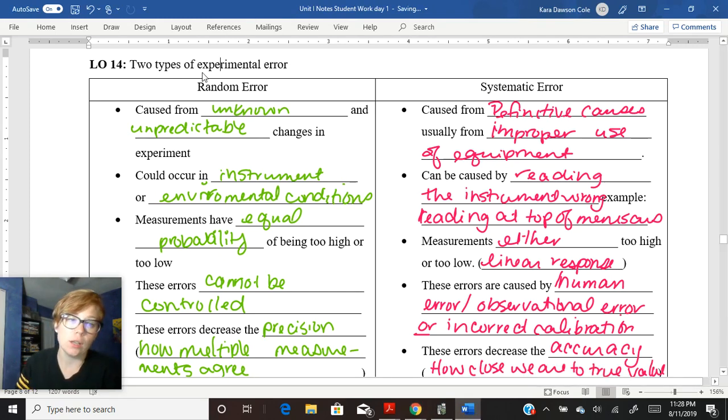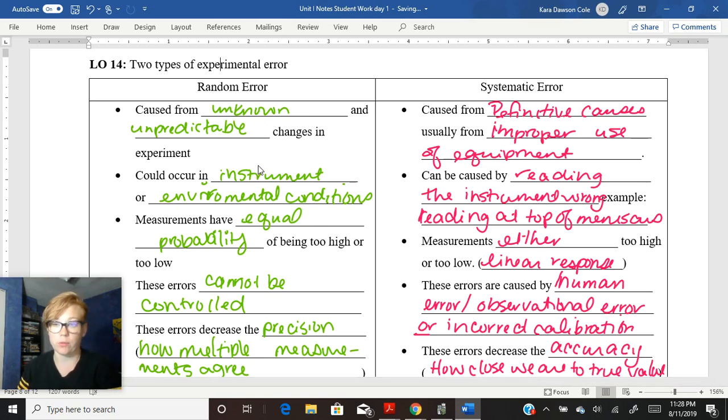So again, random error is kind of unknown. We don't know where that error stems from, where it comes from. And then with systematic error, we can actually name the cause, what caused it, that type of thing. So those are the differences between the two types of error.